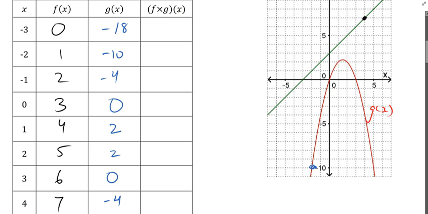So 0 times negative 18, well, that's 0. 1 times negative 10 is negative 10. 2 times negative 4 is negative 8. 3 times 0 is 0. 8, 10, 0, and negative 28.